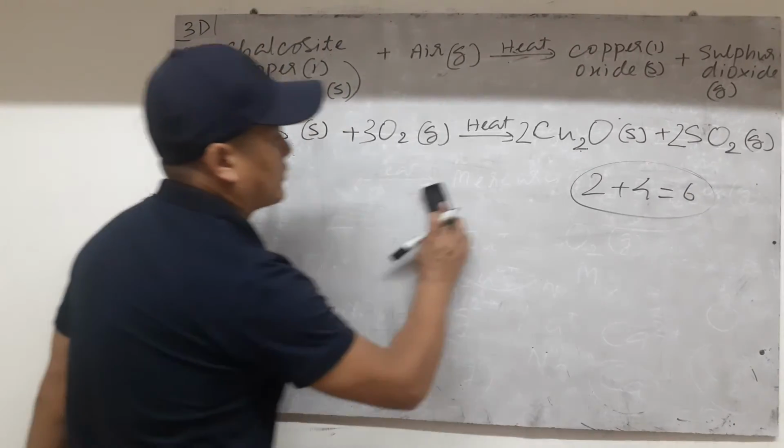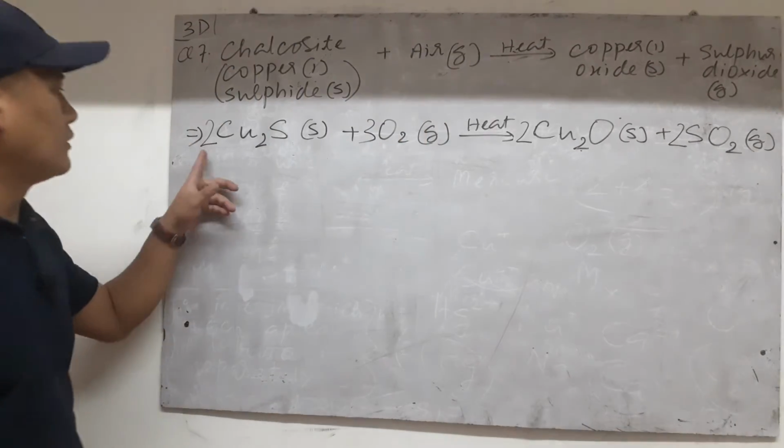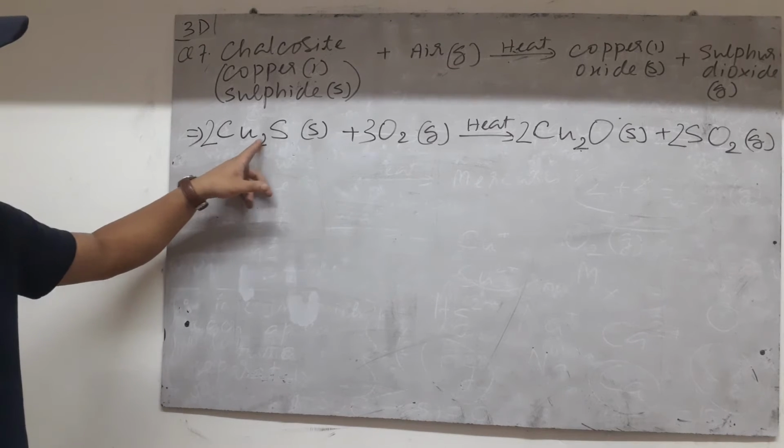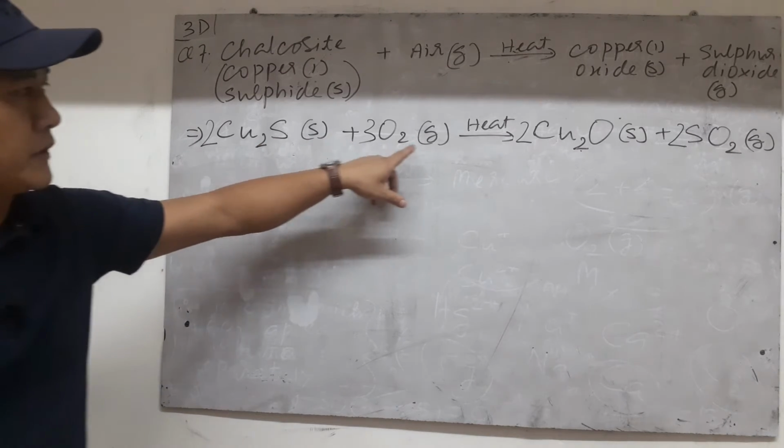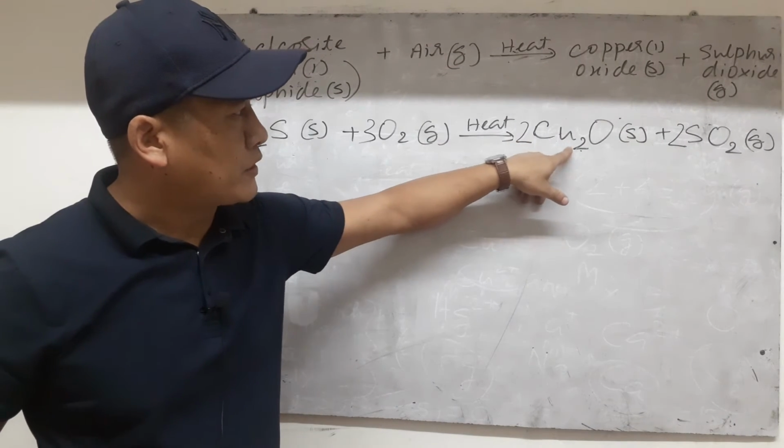Pretty easy. So let's read the balanced equation: 2 molecules of copper 1 sulfite reacts with 3 molecules of oxygen on heating to give 2 molecules of copper 1 oxide.